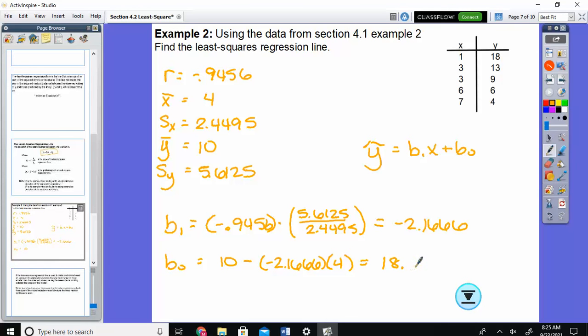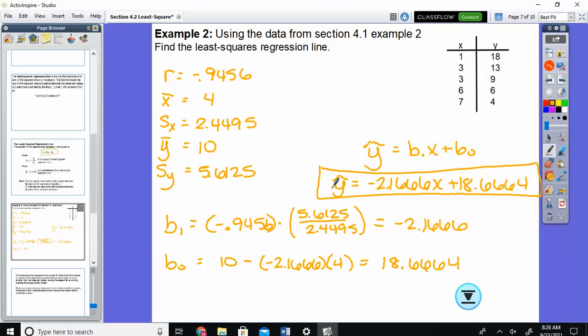And I get 18.6664. So my actual equation, my least squares regression line, is negative 2.1666x plus 18.6664. So this is the best line. It would minimize all of the residuals, so it'll make the difference between what we predict and what we actually see as small as possible.